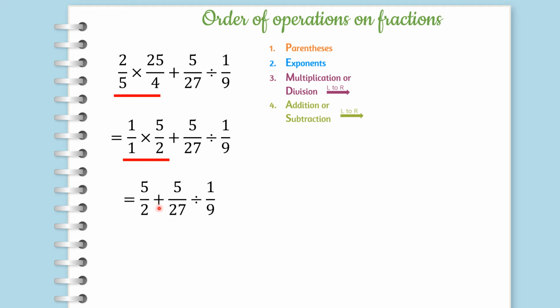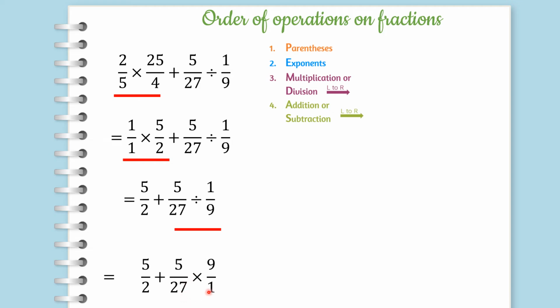Now the operations are addition and division. Of course, division first. And when do we divide? We skip, flip, and multiply. So of course, 5 over 2, it's 5 over 2. Now, according to the division, 5 over 27, we skip it. It's a skip. And then division becomes multiplication. This is a flip. And 1 over 9, the reciprocal of it is 9 over 1. This is a flip also. And then we multiply. So skip, flip those two, and then multiply.